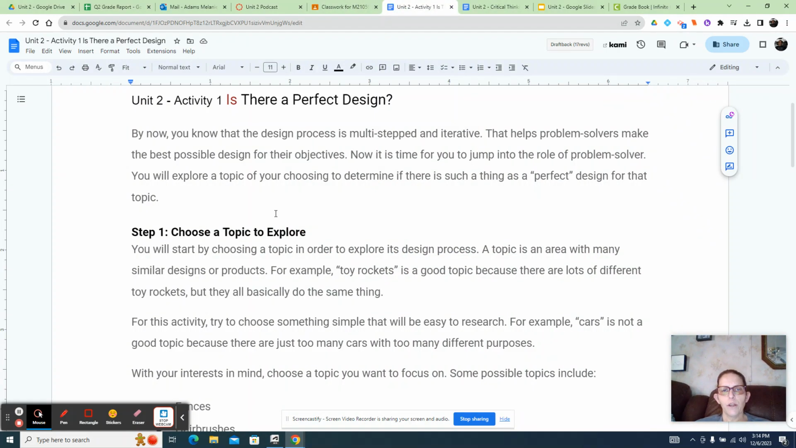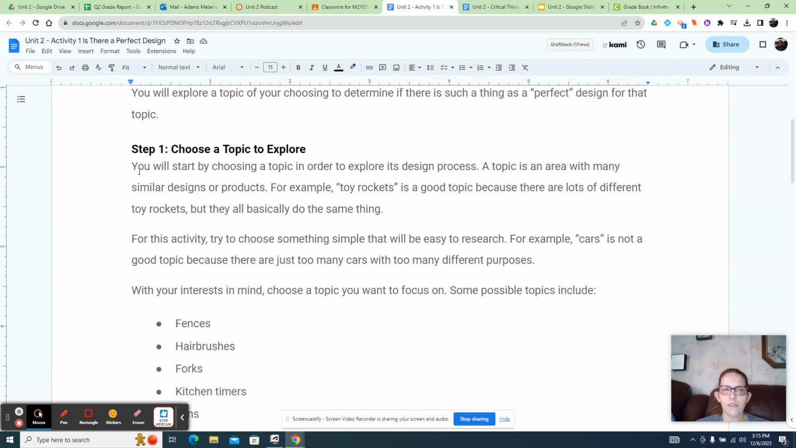So what you're going to do is jump into the role of problem solver. You're going to explore a topic of your choosing to determine if there's such a thing as a perfect design. First, choose a topic and explore its design process. A topic is an area with many similar designs or products. For example, toy rocket is a good topic because there are lots of different designs for toy rockets, but they all basically do the same thing.